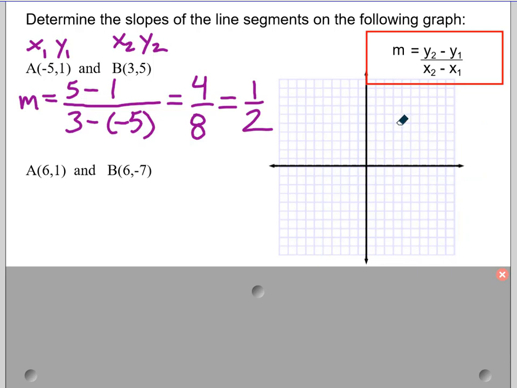Okay, now the next question has a little bit of a trick in it, and it's not meant to be devious, but we need to be aware of it. So if I plot the point 6, 1, and I plot the point 6, -7, oops, 1, 2, 3, 4, 5, 6, 7, there it is. Those are my 2 points. And if I draw a line through those, oops, went too far, backtrack.